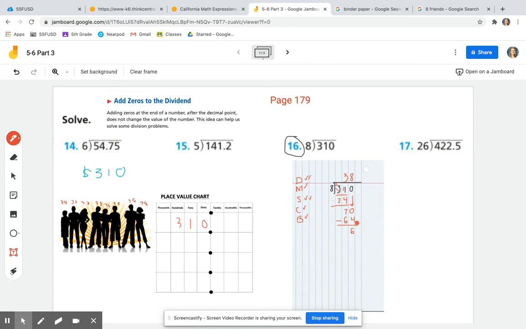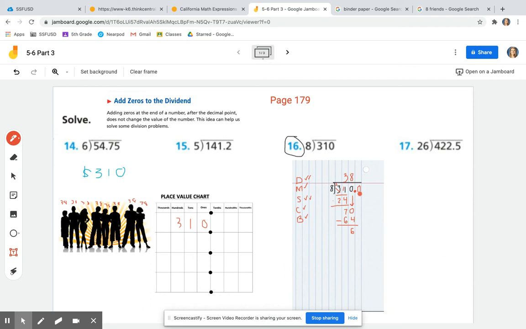So 6 $1 bills can be exchanged for another currency. And we look at the next place value over for $310. Let's exchange these 6 $1 bills for 60 dimes. And here's how we're going to do it. In our dividend 310, we're going to add a decimal on the line after the 0. And now we have 310 with the decimal at the end. And we're going to add in a 0 into the 10th spot.